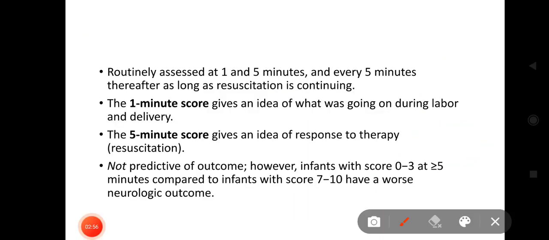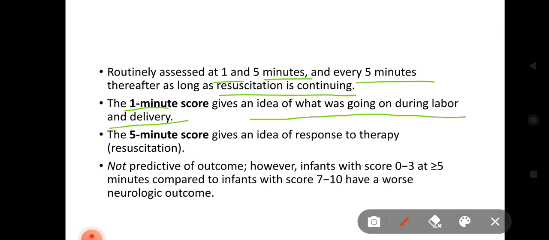Now a few points about the Apgar score. It is routinely assessed at 1 and 5 minutes, and then every 5 minutes thereafter as long as the resuscitation is continuing. The 1 minute score gives an idea of what was going on during labor and delivery, and the 5 minute score gives an idea of response to therapy, that is, how well resuscitation is going at that point of time. And just keep in mind, it's not predictive of outcome. So the Apgar score is not predictive of the outcome of that baby.